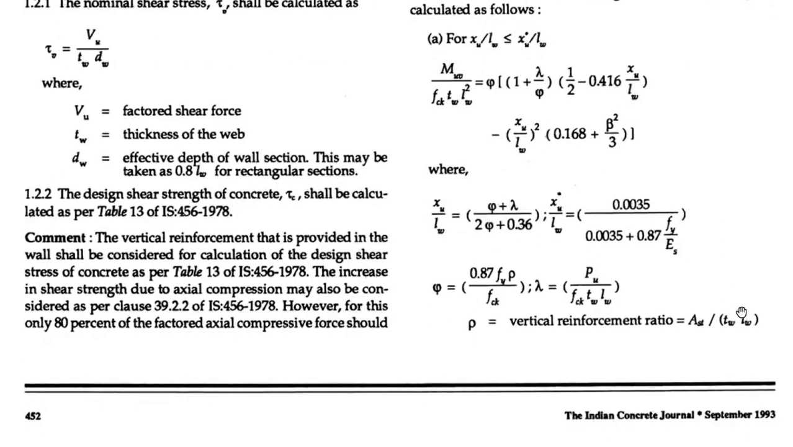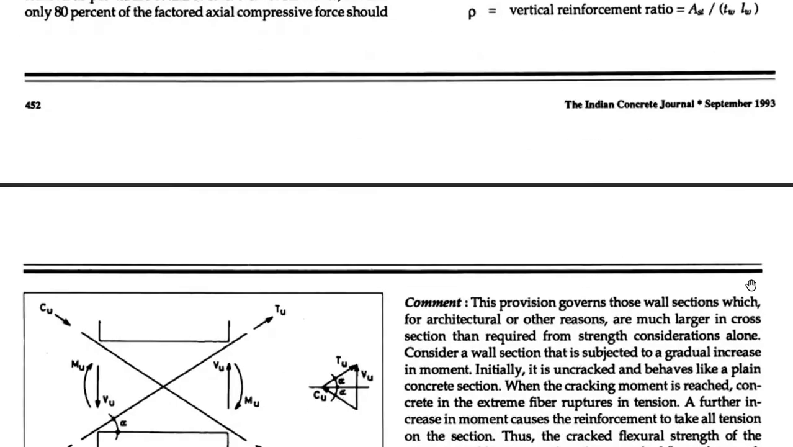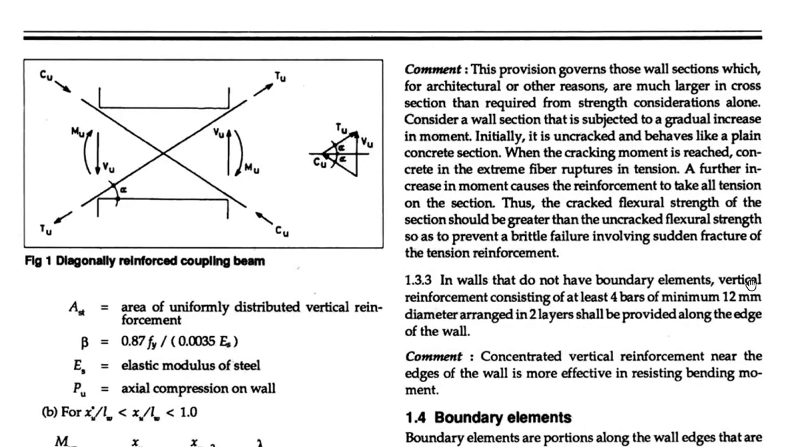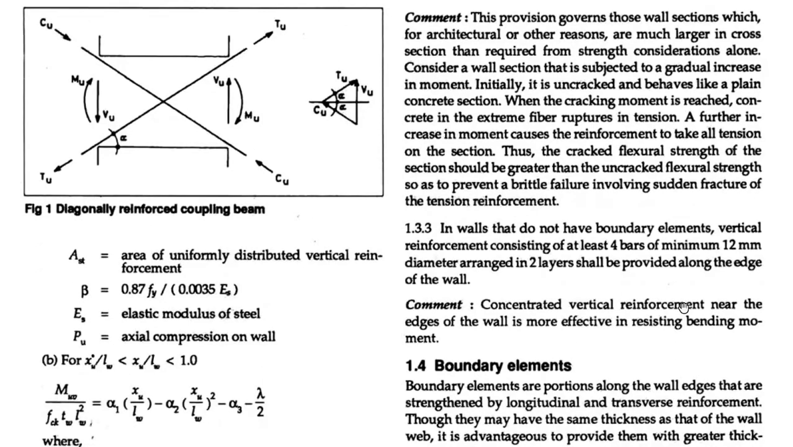And φ equals 0.87 fy ρ divided by fck, and λ equals Pu by fck Tw Lw, where ρ is the vertical reinforcement ratio, which equals Ast by Tw Lw. And Ast is the area of uniformly distributed vertical reinforcement, and β equals 0.87 fy by 0.0035 Es, where Es is the elastic modulus of steel and Pu is the axial compression on wall.